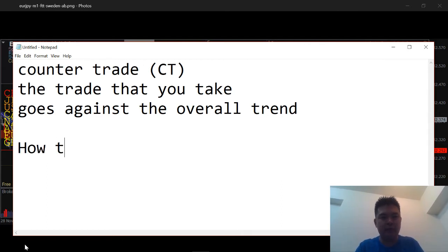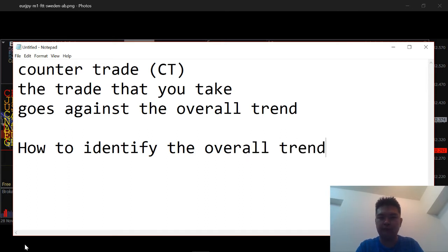How to identify the overall trend? A lot of people ask me this question. They're like, "Oh, Robson, what do I look at? Do I look at the Dragon, the 50 EMA? Do I look at the 200 EMA and then try to see where price is going? Do I look at support and resistance? Do I look at the volume?"